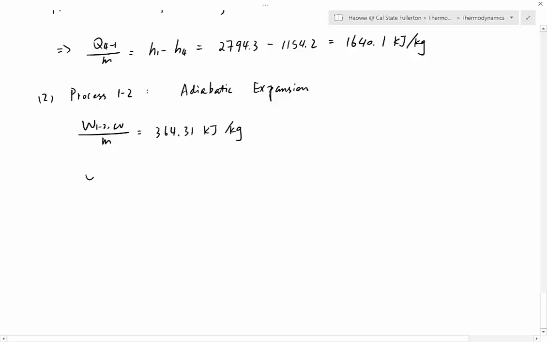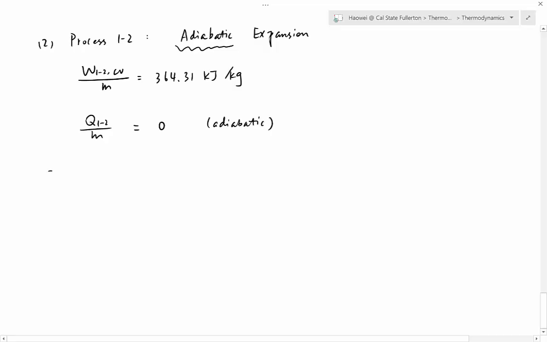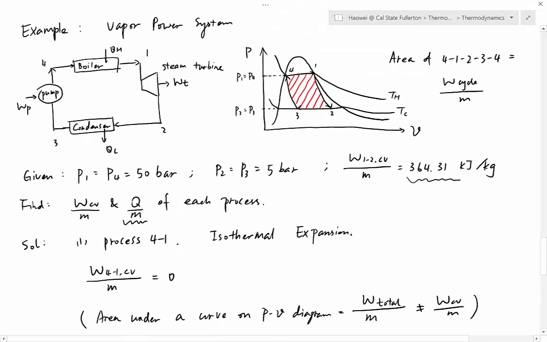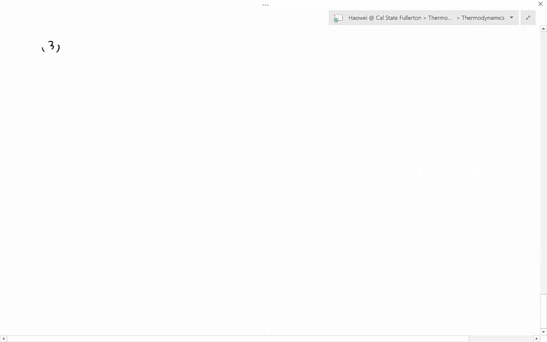Next one, heat transfer. Heat transfer is even easier. Why? Because from the name, adiabatic, we know there's no heat transfer. If there's no heat transfer, Q122 must be 0. The reason is adiabatic, doesn't have heat transfer. So process 122 is probably the easiest one we have, huh? Okay, so now we move on to the next process. After 122, the steam turbine, what do we have? We move on to 223, the condenser.